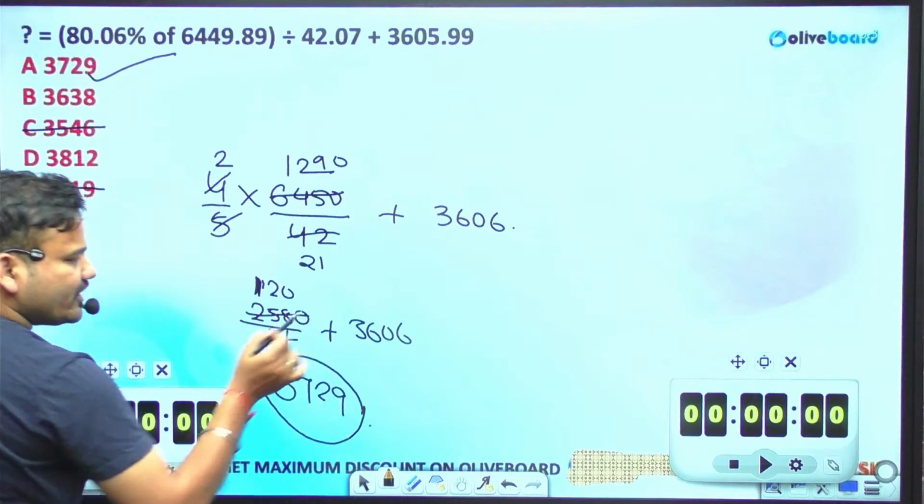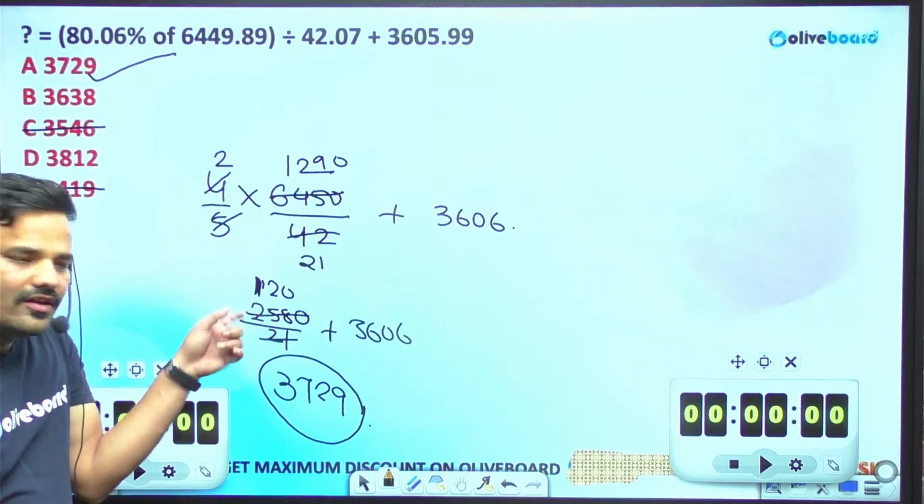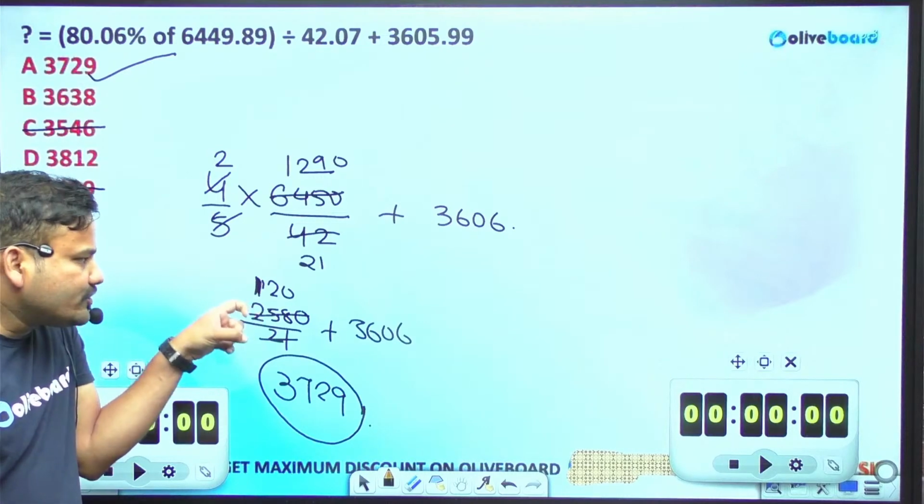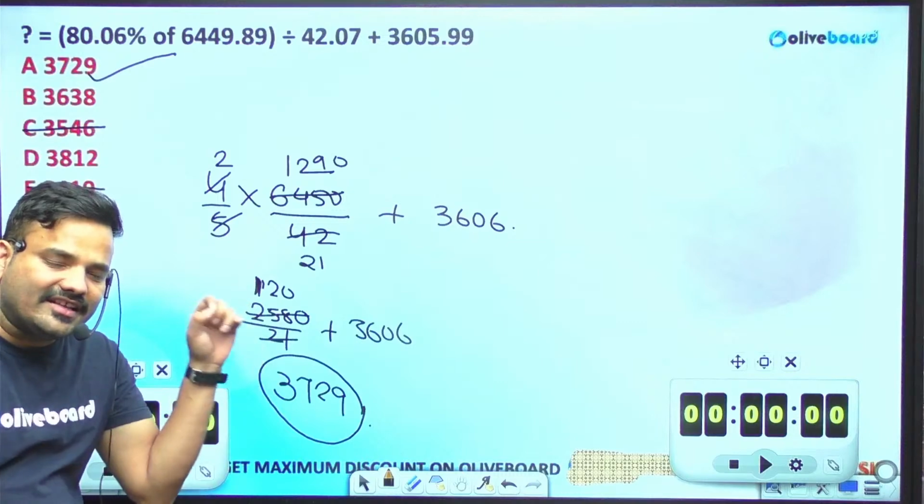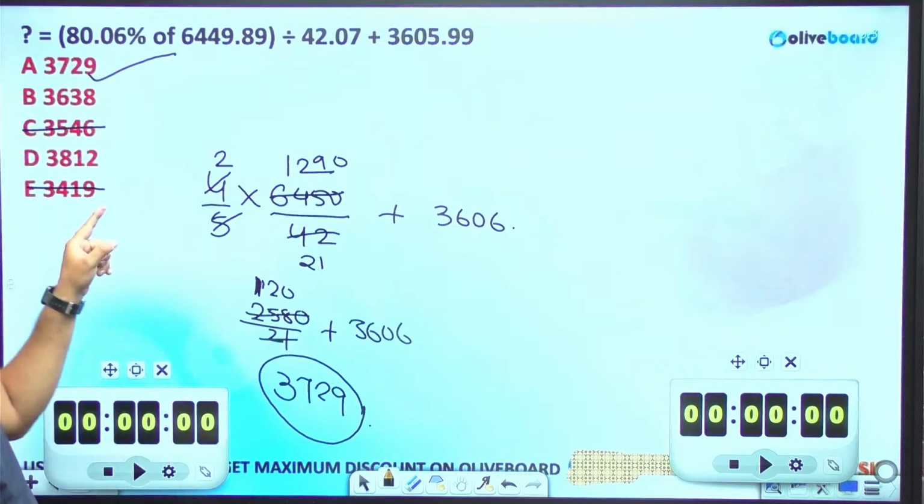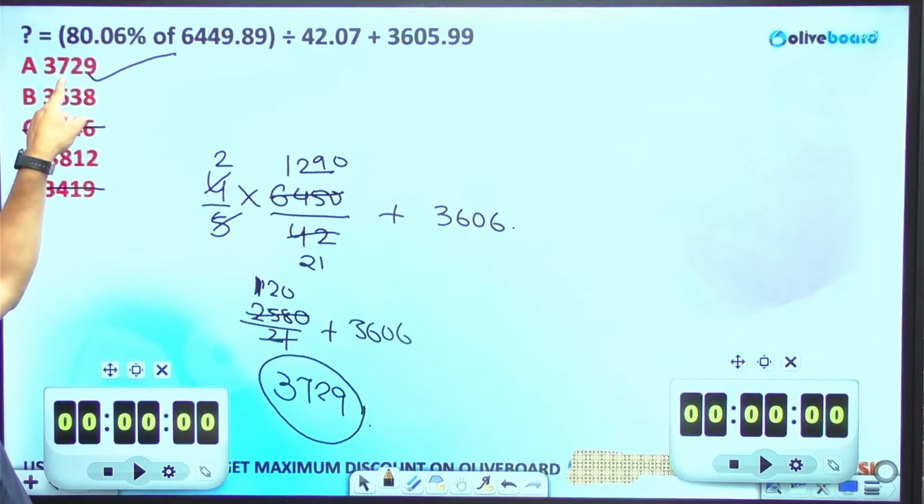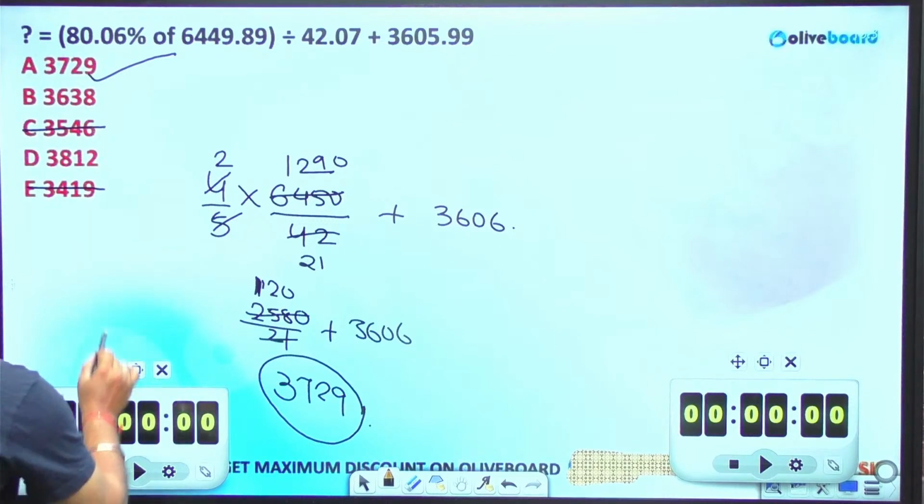So this is not an exact multiple. So approximately it was almost 120. So 3600 plus 100, that means the answer should be in the range of 3700. So the only option in the range of 3700 was 3729. So 3729 will be the answer. Nitin Kumar, very good, बहुत अच्छे.